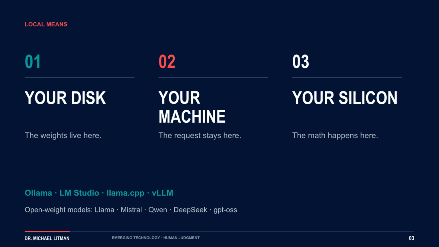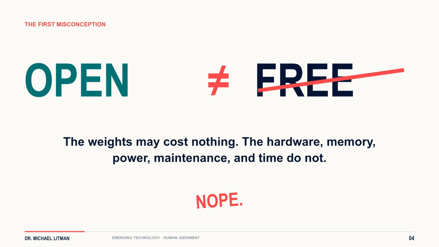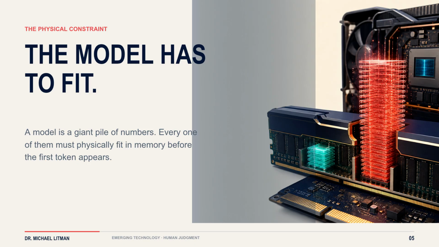You've got tools like Ollama, LM Studio, Llama.cpp, vLLM if you're feeling spicy, and you've got open weight models, Llama, Mistral, Qwen, DeepSeek, the GPT-OSS models. And here's the first thing people get wrong. They hear open and they think free with a bow on it. Nope. Here's the actual constraint, and it's a physical one. It's memory. A model is basically a giant pile of numbers, and every one of those numbers has to physically fit in memory before it can do anything for you.